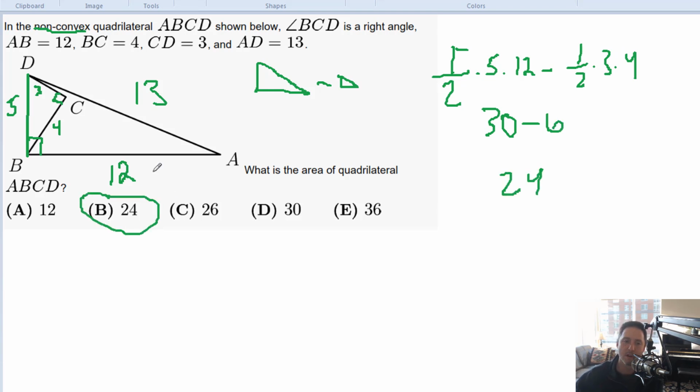I love geometry. It's always right triangles. It's always 3, 4, 5. It's always 5, 12, 13. It's actually pretty easy geometry. I think it's a lot easier than stuff like probability, where you can't see everything and you can miscount very easily.